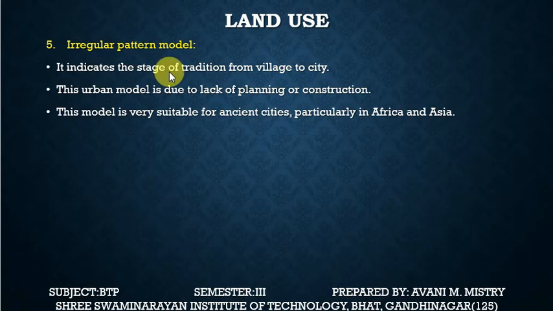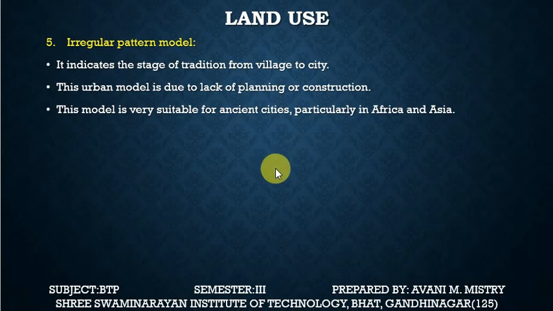Then irregular pattern model. It indicates the stage of transition from village to city. This urban model is due to the lack of planning and construction. This model is very suitable for the ancient cities, particularly in Africa and Asia.